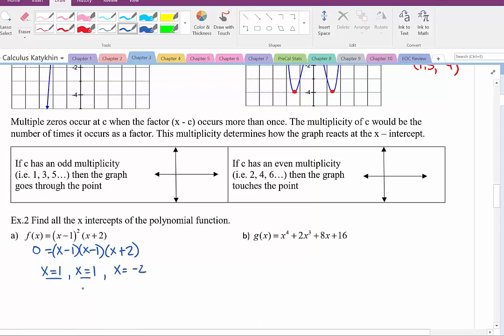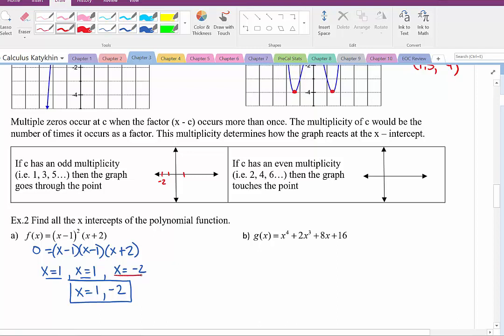Now we don't repeat these, so we're just going to write x is equal to 1 and -2. So if I asked you to find the roots, that would be your answer. However, these roots actually tell you how the function behaves, because since we know that it has a root at -2, we can put -2 here, and we know it has a root at 1. But notice what it says: if c has an odd multiplicity, then the graph goes through the point.